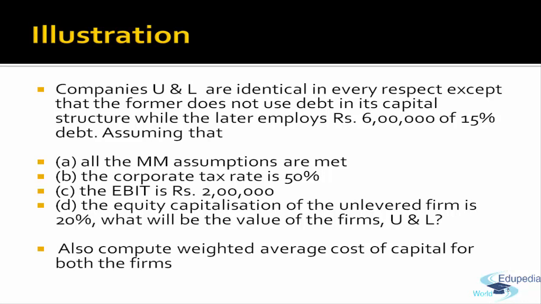The equity capitalization of an unlevered firm is 20%. So you can know that if the equity capitalization of an unlevered firm is 20%, the KE of a levered firm will always be more than 20%. What will be the value of the firms U and L? Also compute the weighted average cost of capital of both the firms.